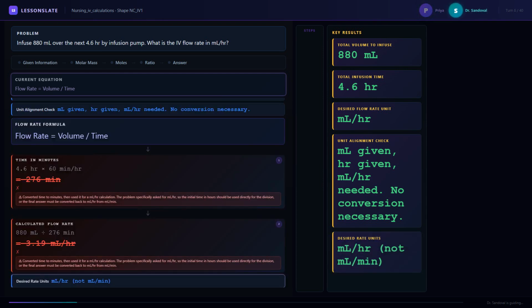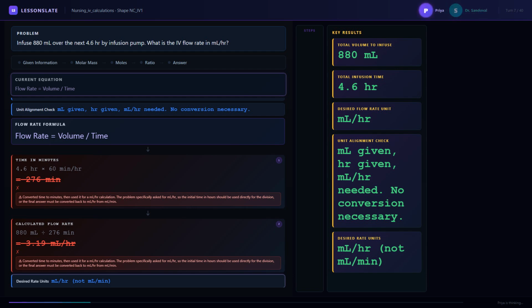I see you correctly calculated 4.6 hours as 276 minutes, which shows good attention to detail for unit conversion. However, let's revisit what the problem specifically asks for. The IV flow rate in milliliters per hour. If we divide by minutes, what unit would our answer have then? Remember to say the unit aloud as you perform each step.